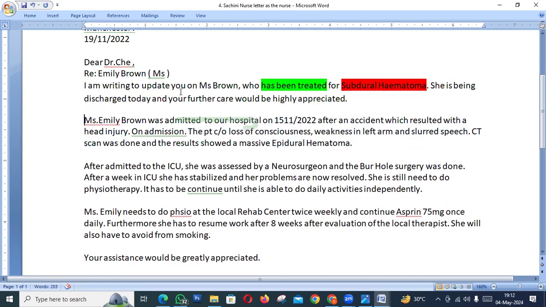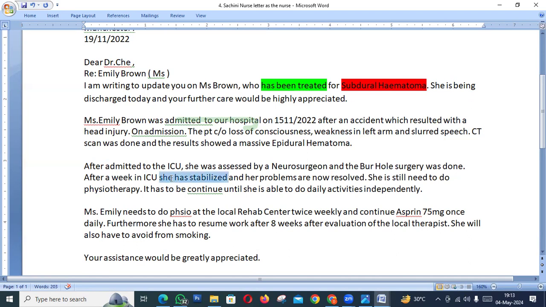Now it looks good. Okay, purpose, and then you have this little bit concise paragraph. Just improve a little bit more. Okay. After admission to the ICU. Okay, admission. So she was assessed by a neurosurgeon. Neurosurgeon should be small. Okay. The burr hole surgery, you should put a comma after "and" and before "burr hole". Okay, surgery was done. After a week in ICU, she was stabilized.